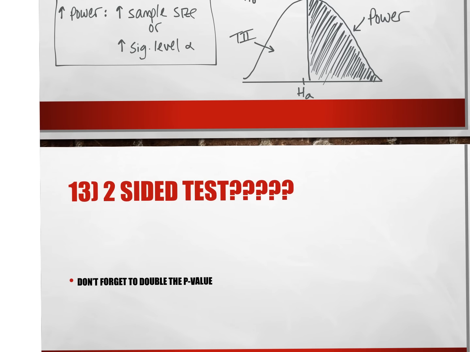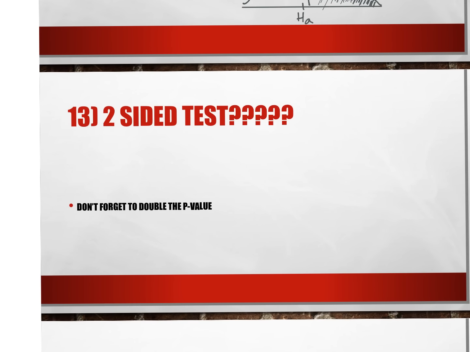All right, let's go to number 13. Big time. This is a really, really, really common mistake. If you are doing a two-sided test, remember you have to double the p-value because you're looking at both tails. Your calculations when you do the test statistic and the probability, whether it's a normal curve or a t-distribution, are going to give you one of the tails. You're going to have to double that to get your p-value when you are doing a two-sided test.